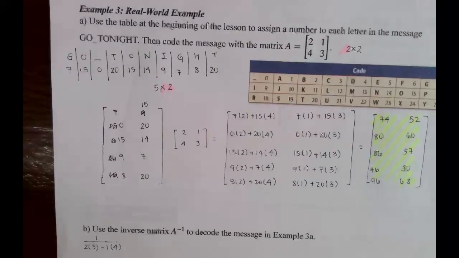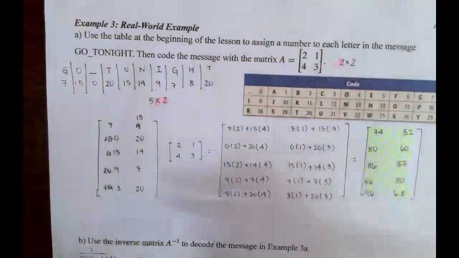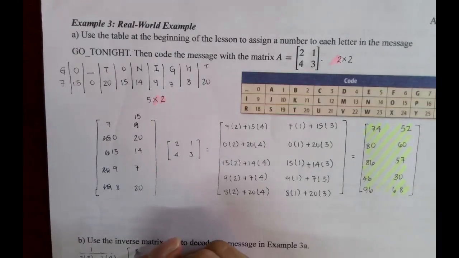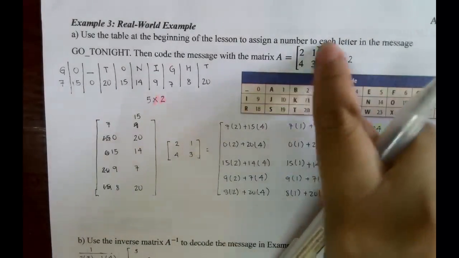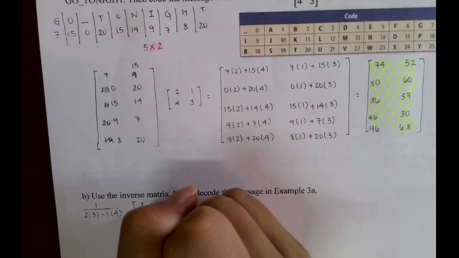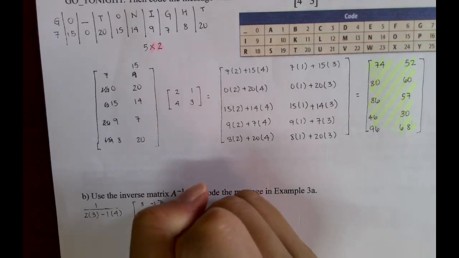Then I'm going to switch A and D's place, so that will be 3 and 2. And I'm going to switch the sign of the 1 and 4, so -1 and -4.